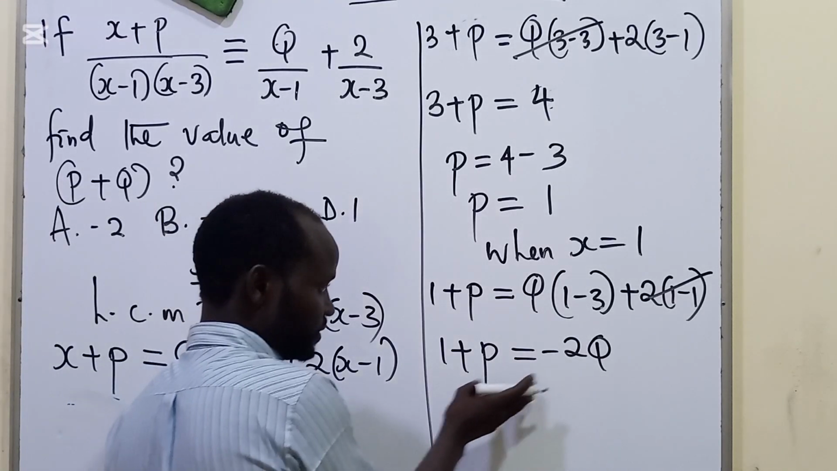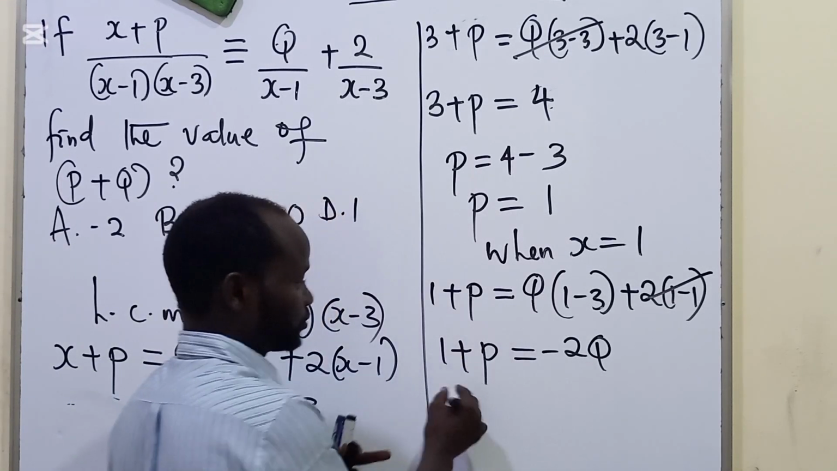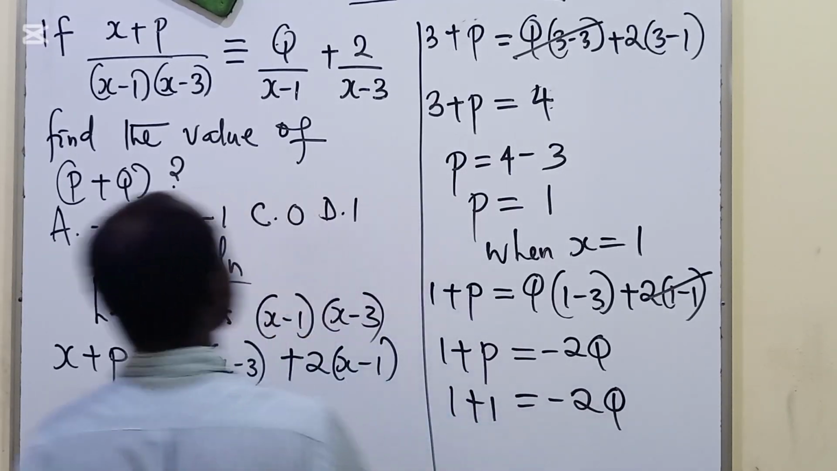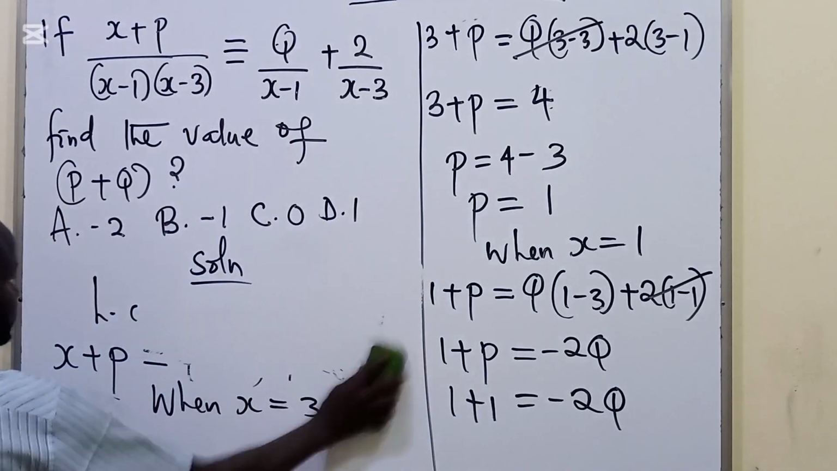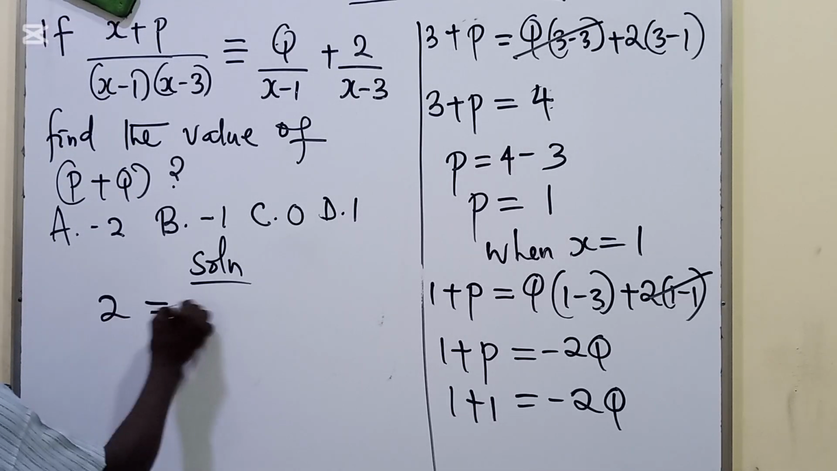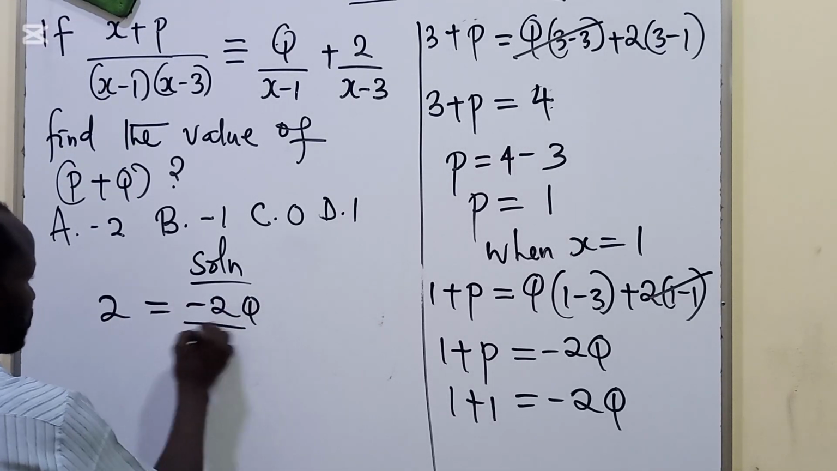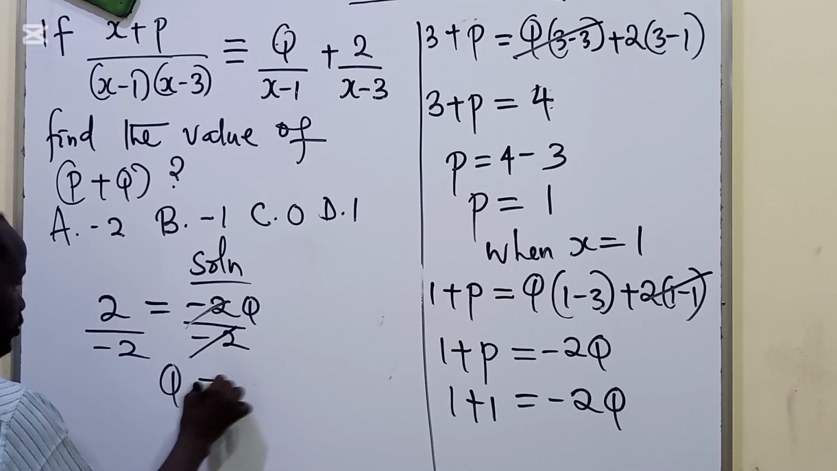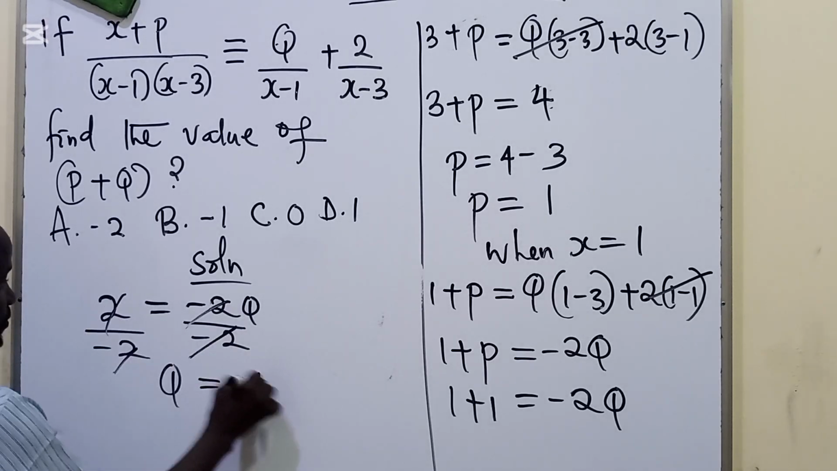Let's find q. Since p is 1, we can substitute. That will be 1 plus 1 equals −2q. We're almost there. We'll have 2 equals −2q. Let's divide both sides by −2, such that q will now be equal to −1.